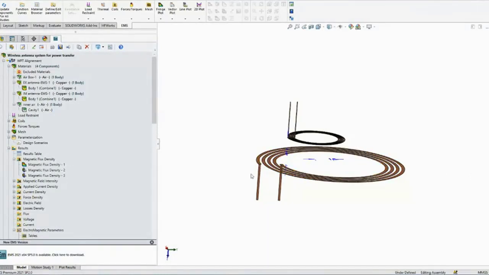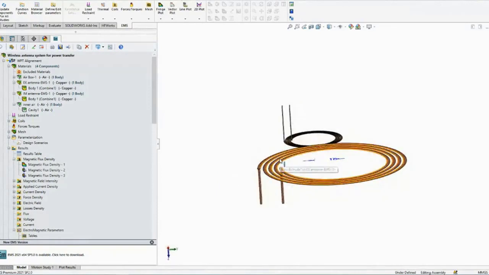All right. So, as introduced by Amar, the inductive part of this is done through what we call our low frequency electromagnetic simulator, EMS, which is integrated in SOLIDWORKS. Because we are doing low frequency, well, 13.56 megahertz is not low frequency in itself, but if you look at the whole EM spectrum, it's a very low frequency, if you compare it to light or to millimeter waves or other frequency bands.